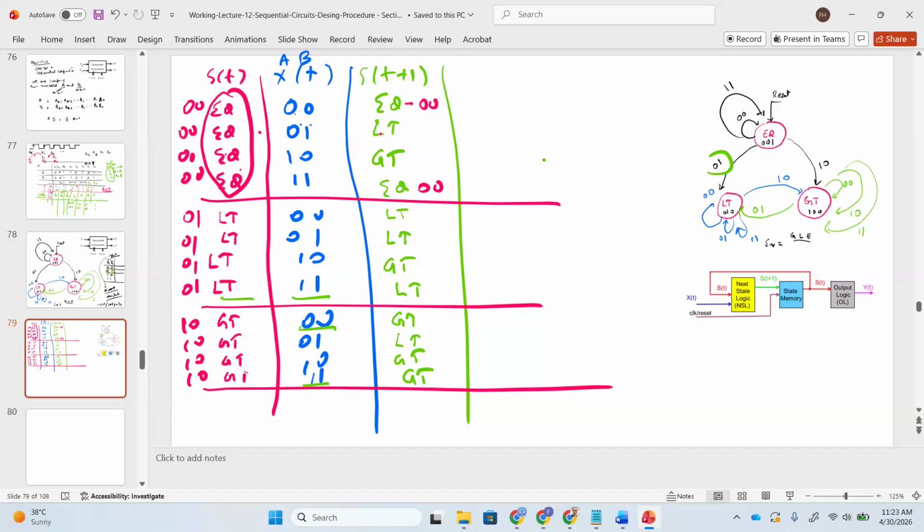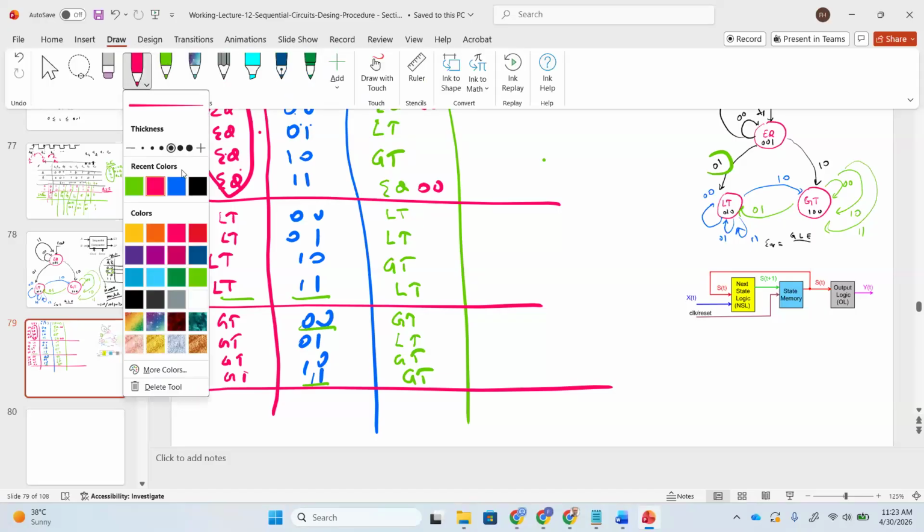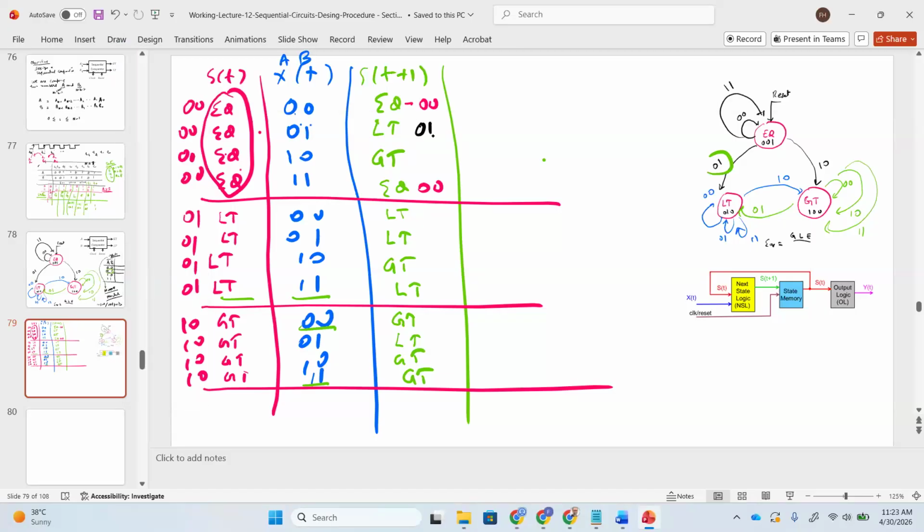LT. Now I'm using another color for this. So I'm now using a black color. So basically, LT is 0, 1. So this is 0, 1. So this is LT, black one: 0, 1, 0, 1, 0, 1, 0, 1, 0, 1. Got it or not got it?